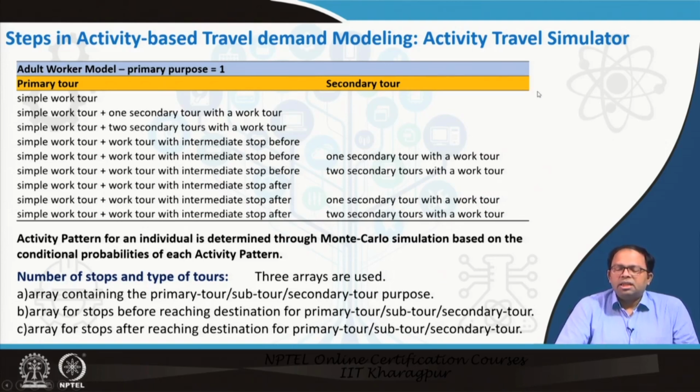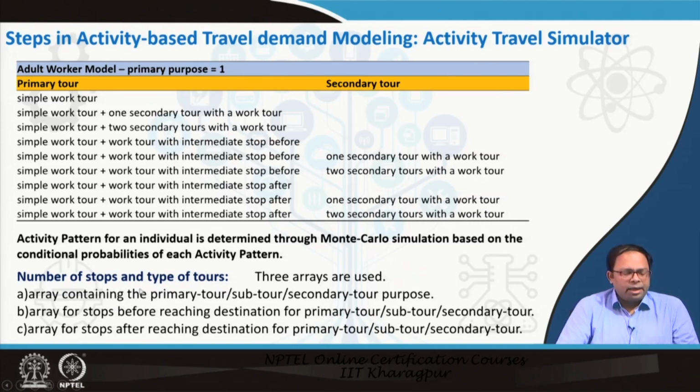These are the different alternatives, and each of these alternatives has a utility, which gives a probability. Using cumulative probabilities and Monte Carlo simulation, we can determine what pattern a particular person will choose, or what tour a particular person will choose.